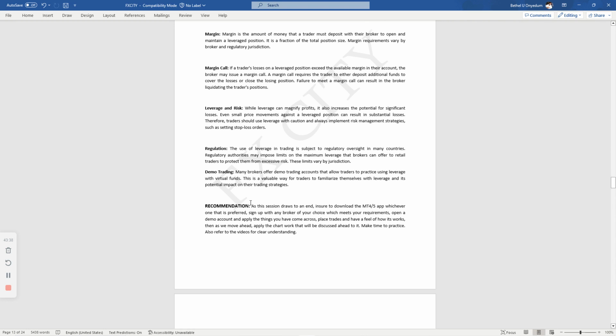So that's the end of our lesson. As a recommendation, as this section draws to an end, ensure you download the MT4 or MT5 app. MT4 was the older version, and MT5 is the newer one. MT5 is a bit more beautiful than MT4, but it serves the same purpose. When you go to your broker, you choose which one you want.